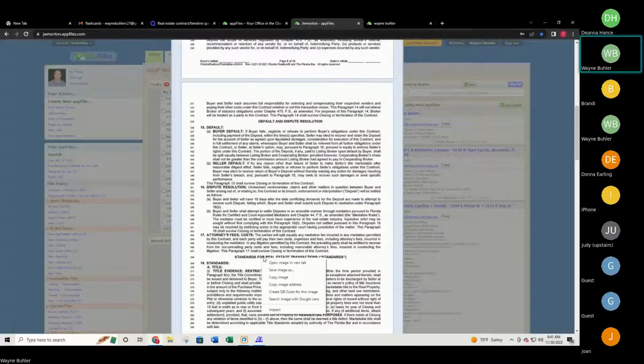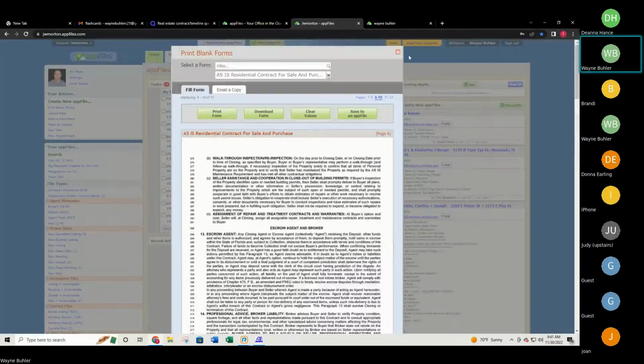This paragraph 17 shall survive closing. That's a very important thing to pass on to both buyer and seller, because it sometimes settles the matter before it has to go to court. And again, $500 an hour is about what an attorney charges these days, so you can't get out of court for less than $10,000.